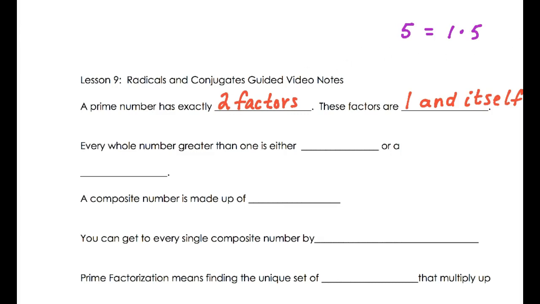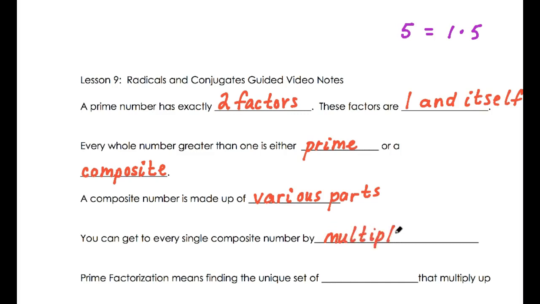Every whole number greater than 1 is either a prime number or a composite number. Those are our two options. Prime or composite. A composite number is made up of various parts, and you can get every single composite number ever, like 12 or 16, by multiplying a single set of prime numbers together.